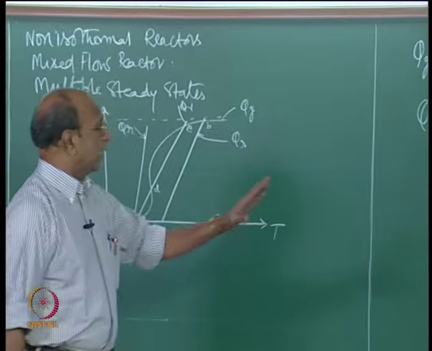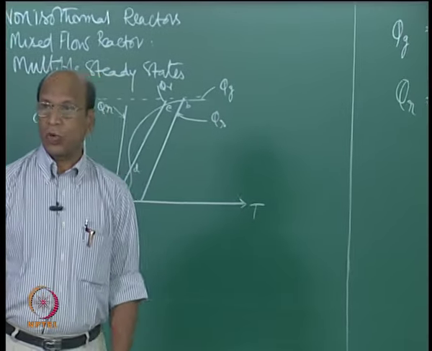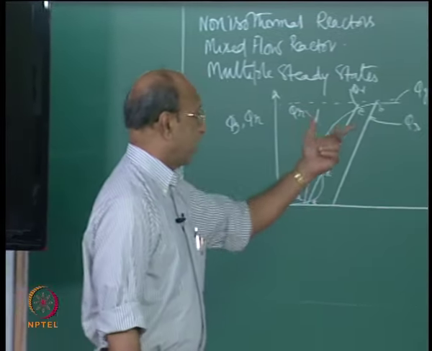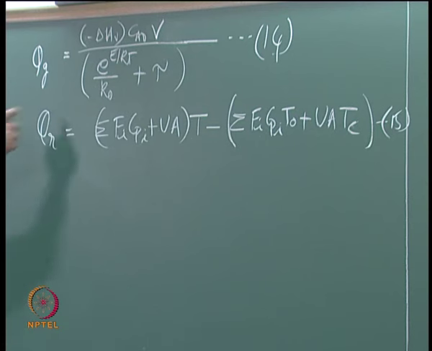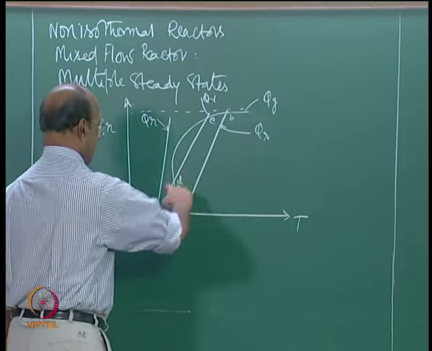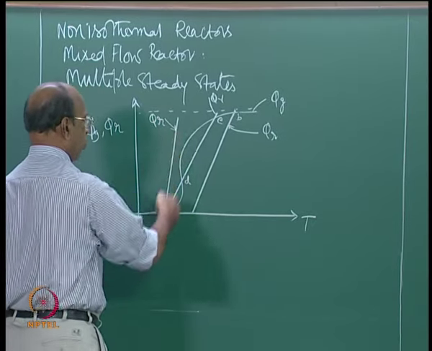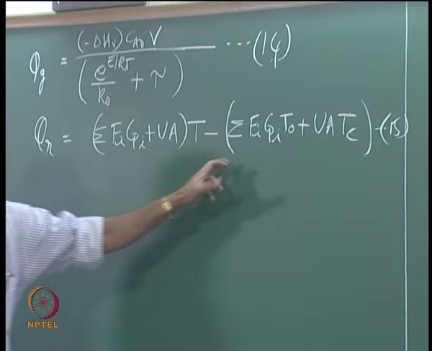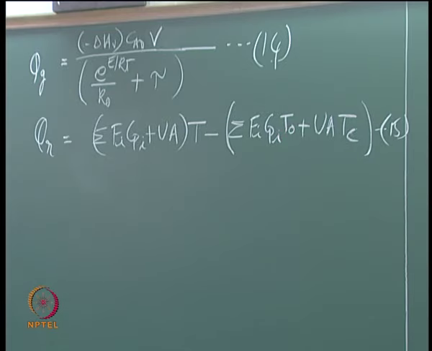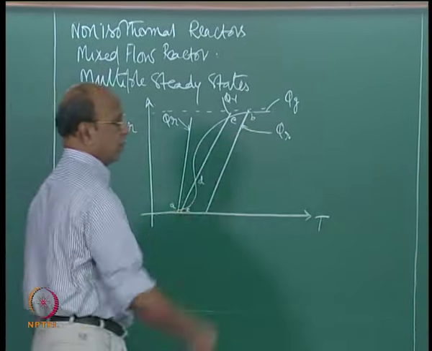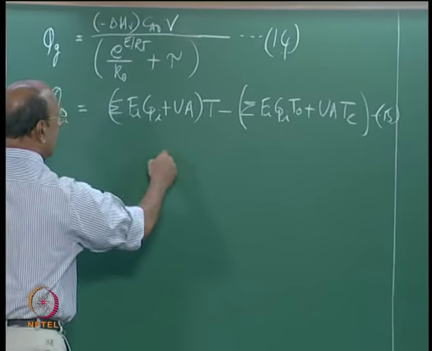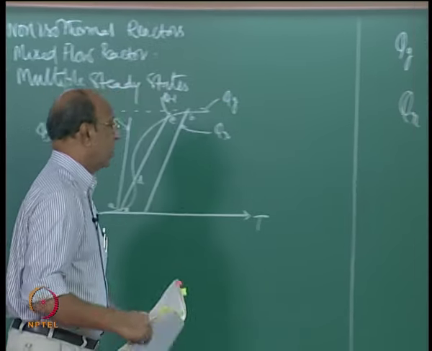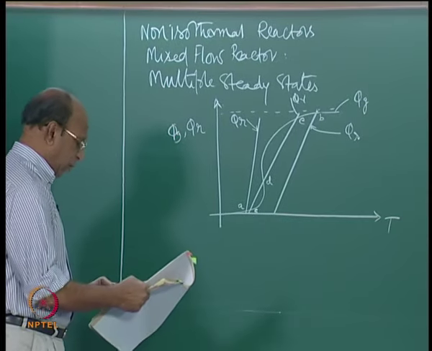Under operation, Qg must be equal to Qr, because of steady state. We are talking only about a steady state mixed flow reactor. This is what we have plotted. We separately plotted equation 14, this is Qg, and you have the Qr line, which is a straight line of the type y equals mx plus c. So you will also have this negative intercept, and you have Ua, Fi, Cpi, and your slope depends on this.